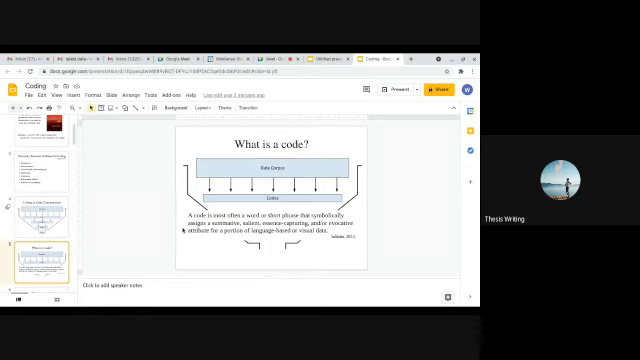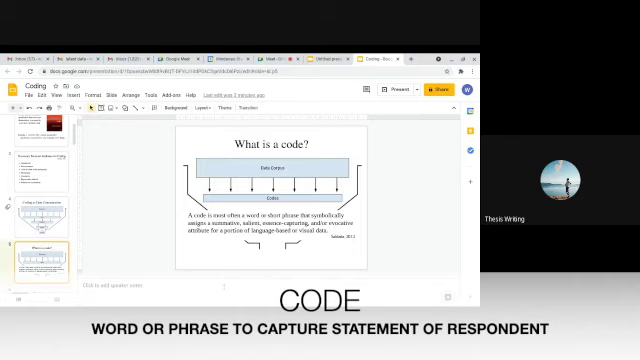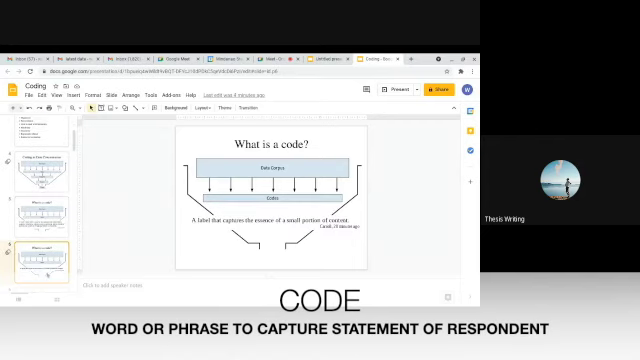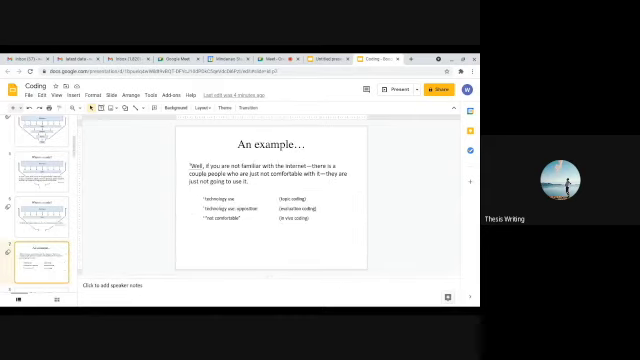Mingon si respondent, "Kapoy kaayo ko sa akong trabaho." O you code, i-interpret mo yung sinabi niya. So that statement can be reduced into one word, no? Pwede mo sabihin tired or bored. Pwede mong sabihin as the code for that answer. So it's a label that captures the essence of a small portion of your interview.